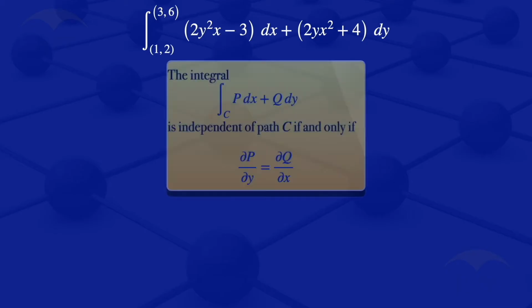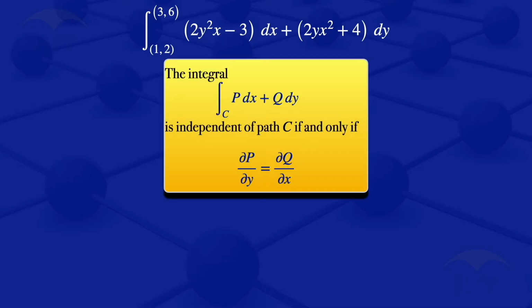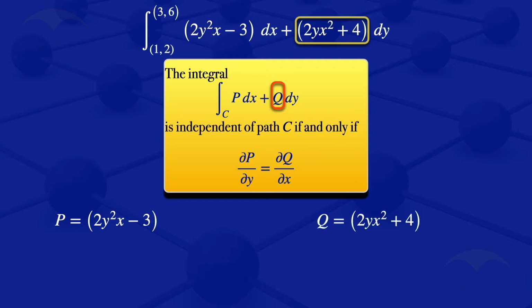The integral along the curve C of P dx + Q dy is independent of path if and only if the partial derivative of P with respect to y equals the partial derivative of Q with respect to x. In this case, the coefficient of dx is 2y²x − 3, so that is our P. The coefficient of dy is 2yx² + 4, so that is our Q.